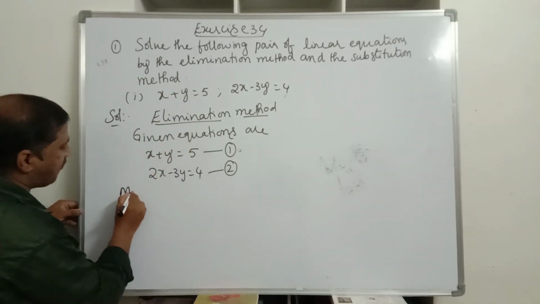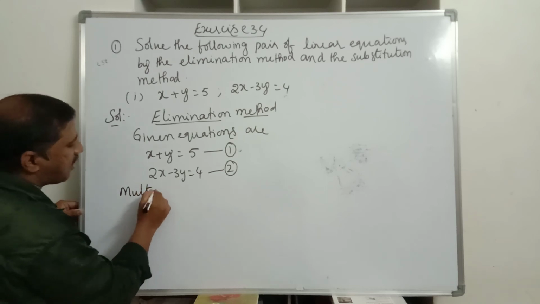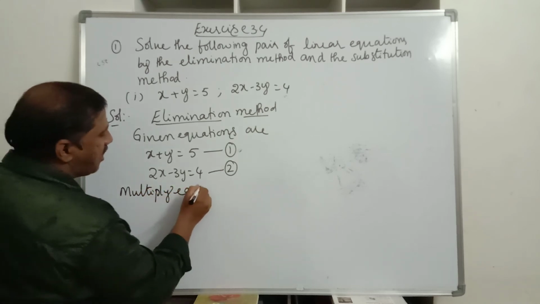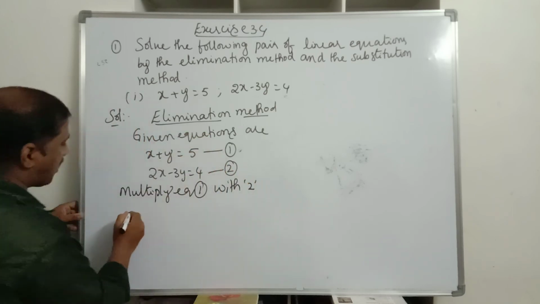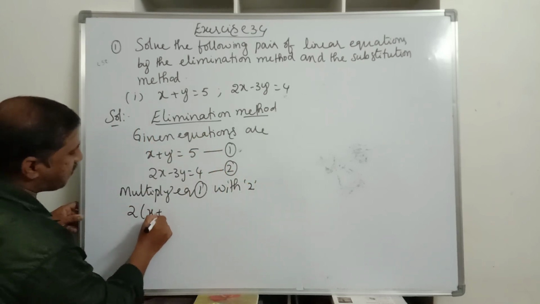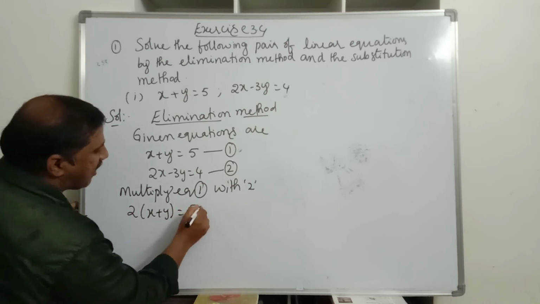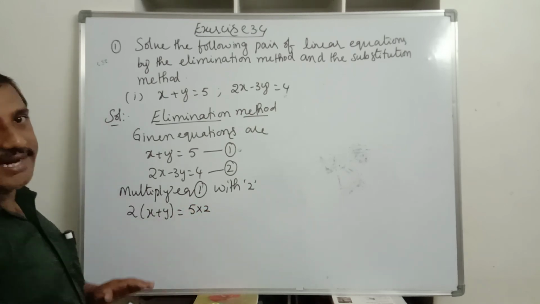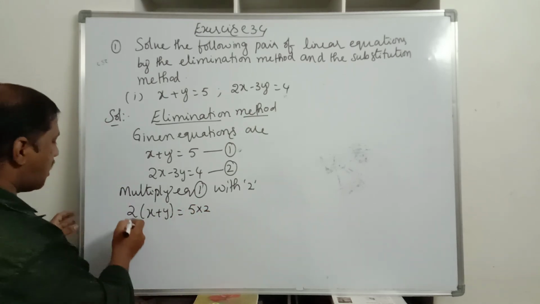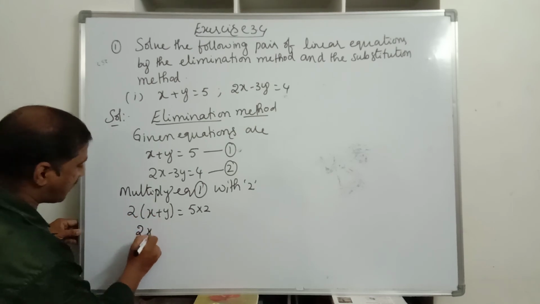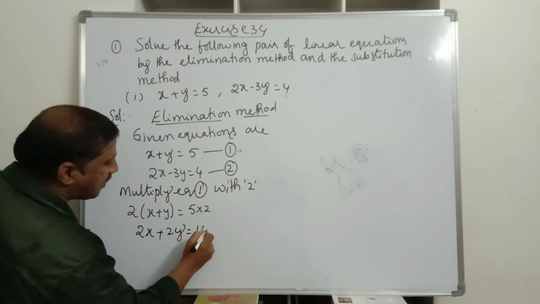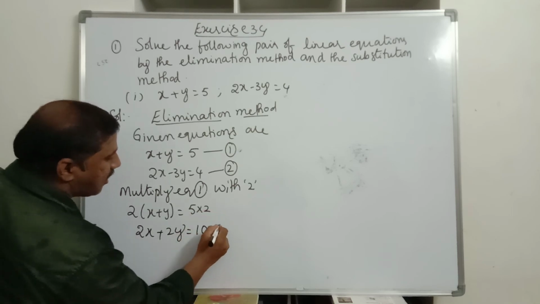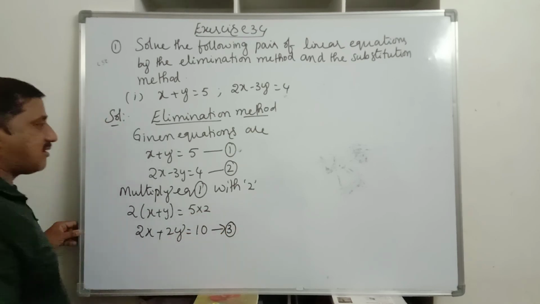So multiply equation 1 with 2. Therefore what we get, it is 2 into x plus y, that is equal to 5 into 2. We should multiply on both the sides, LHS and RHS. Now it is 2 into x, it is 2x, plus 2 into y, 2y, that is equal to 5 into 2, it is 10. Now we got equation number 3.